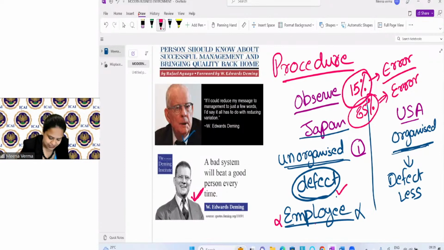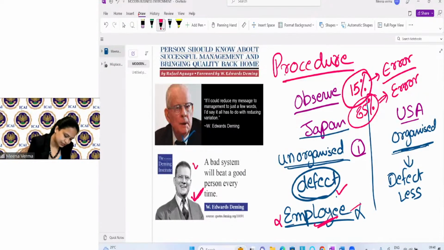Generally what happens, we say, see, the employee is not good, let's replace the employee. This person is not good, let's replace him. Let's bring a new person, he will do it perfectly. Generally this happens, right? We blame the employees. We blame the person. No, we should not blame them first. First blame your own process. First check whether your process is good or not. Your procedure is good or not. If your process or procedure is good, then what will happen? You don't need to blame the employee, right? If the procedure is good, you don't need to blame the employee. All right.